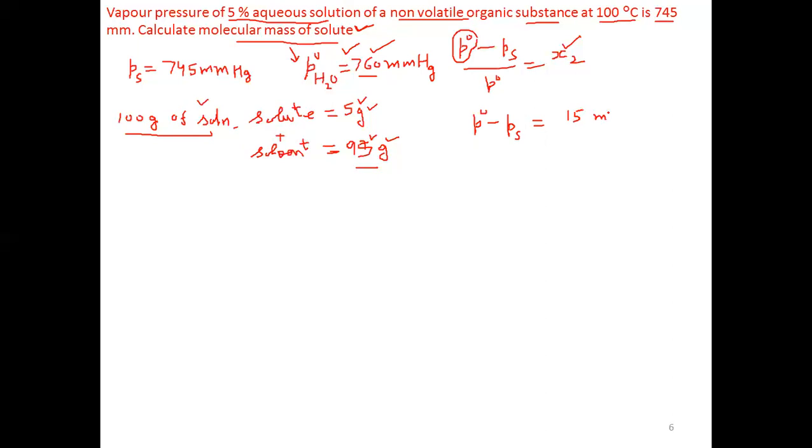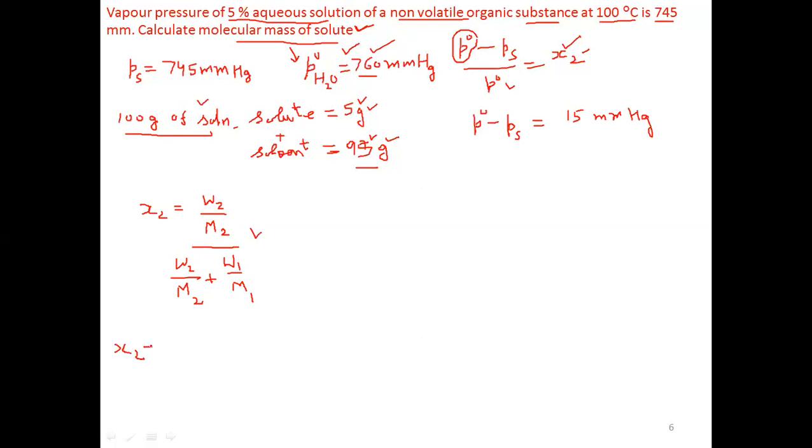Okay. So 15 mm Hg, we have P naught. Now X2 is the mole fraction of solute, which is given by weight of solute divided by its molecular weight, that we have to calculate, divided by weight of solute plus number of moles of solution. So to obtain this, we have used this formula.